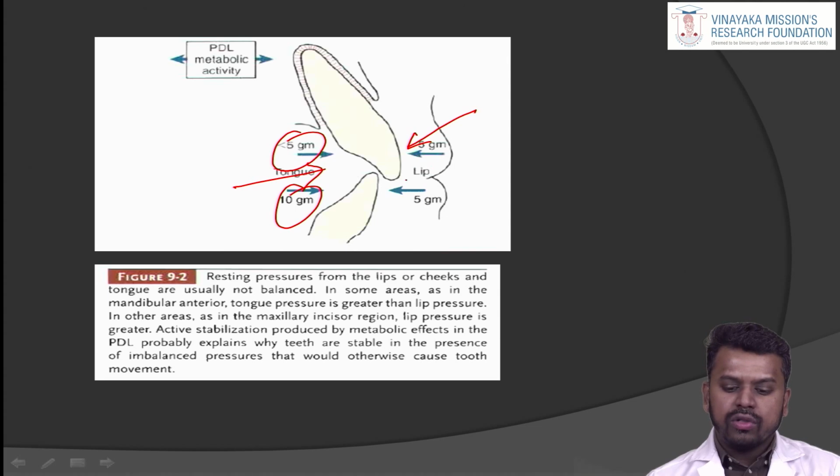It could be more than 5 or 10 grams in case your tongue is a macroglossic tongue. The lip pressure gives the teeth a movement that is being stabilized by these resting pressures.